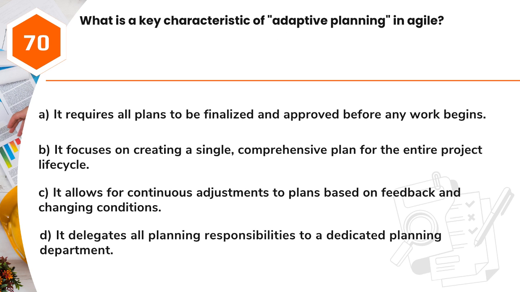Question 70. What is a key characteristic of adaptive planning in Agile? A. It requires all plans to be finalized and approved before any work begins. B. It focuses on creating a single, comprehensive plan for the entire project lifecycle. C. It allows for continuous adjustments to plans based on feedback and changing conditions. D. It delegates all planning responsibilities to a dedicated planning department.